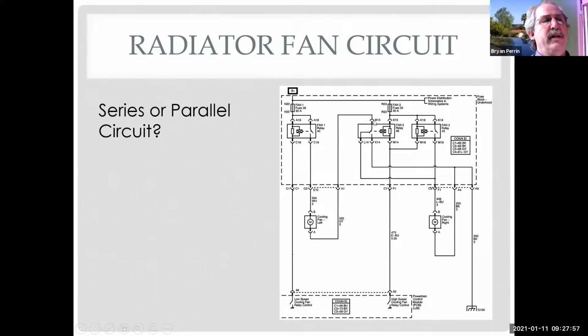So that means what? Each of these fans gets some of the voltage. Each fan would get half the voltage if they have the same resistance. But if I switch this relay, now I turn this on, and it comes over and goes this way. Now it goes straight to ground. So this fan now gets 12 volts.